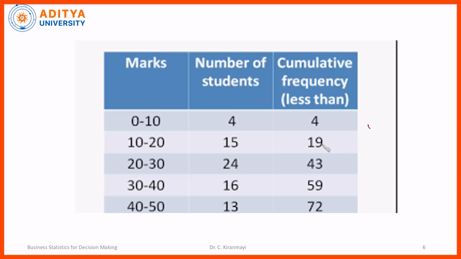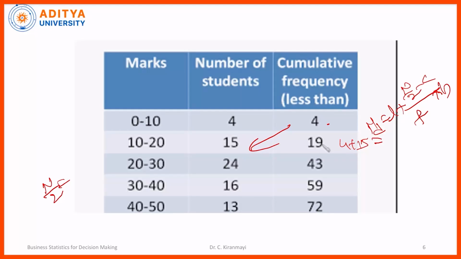So, the formula for median in case of group distribution is given by this one. First, we have to calculate the value of n by 2 and also the cumulative frequency. The first value is 4, and 4 plus 15 gives 19, next 19 plus 24 gives 43.